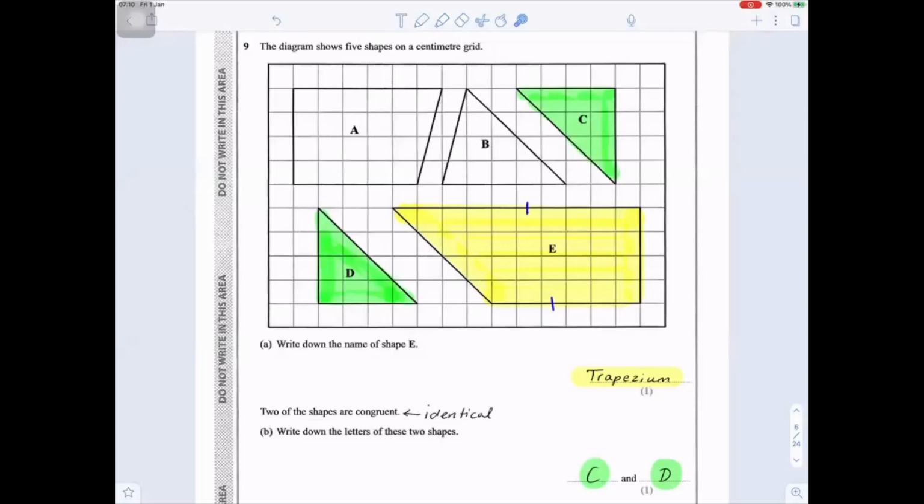Question number 9. The diagram shows 5 shapes on a centimeter grid. So shape A, B, C, D, and E. Write down the name of shape E. Shape E is colored in yellow, and that is a trapezium, because 2 sides are parallel.